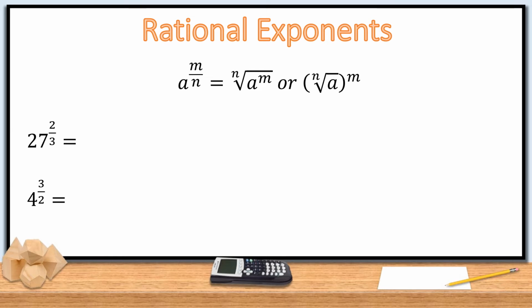If we have something like 27 to the power of 2/3, that will be the cube root of 27, all to be squared, or the cube root of 27 squared. Either way, it's the same thing. The cube root of 27 is 3, so 3 squared is 9. So if you are able to evaluate a numerical expression, you do so.